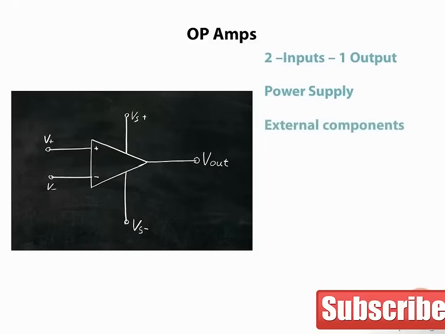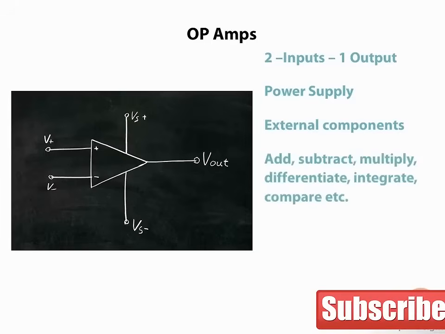Just by choosing a few external components, the op-amp can be connected to perform many functions. The op-amp is often called an analog computer, as it can perform addition, multiplication, integration, and differentiation math functions. It can also compare inputs. Since there are many applications to consider, we'll just look at the op-amp as an amplifier, which is the same as the multiplication function.